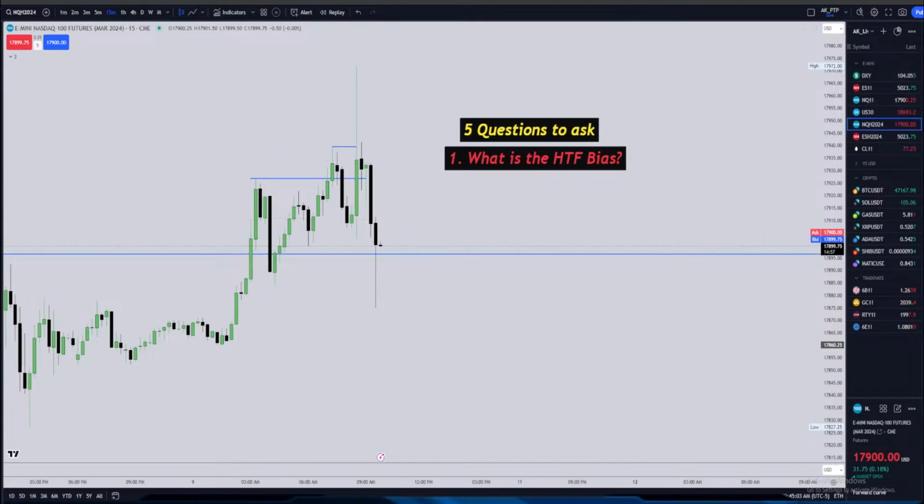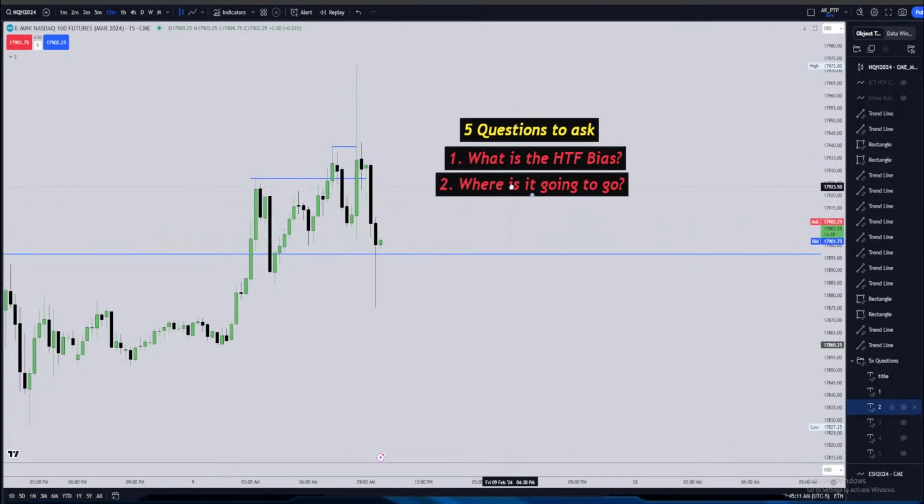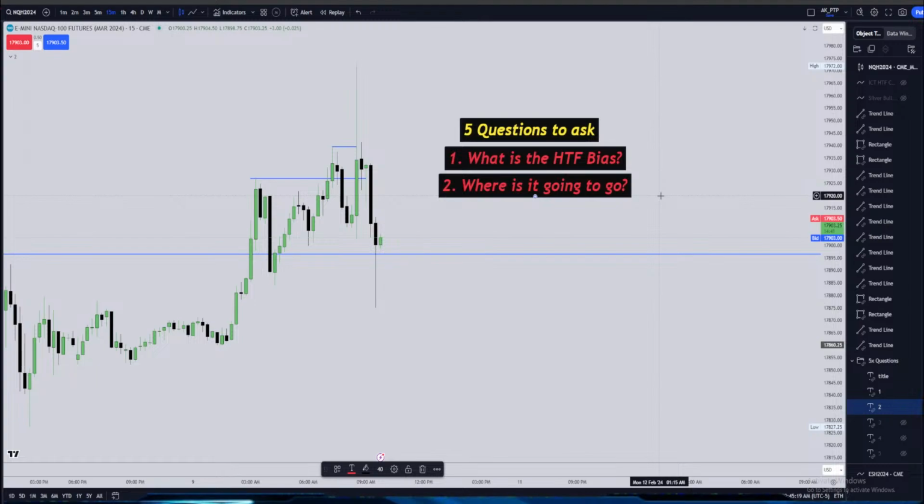Once you are done with that, the second question you ask yourself before entering a trade is, where is it going to go? That means, what is the draw on liquidity? Where is the liquidity sitting? Either it's a rebalance to the imbalance, that's where it is going, or it is going to take a liquidity. So that is the area you target as you enter a trade.